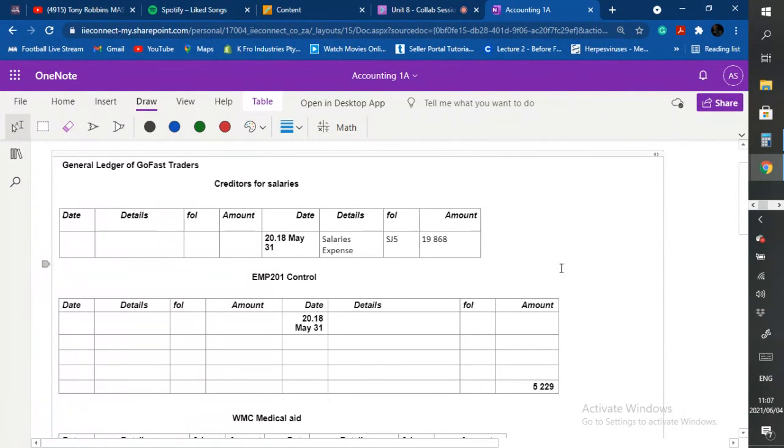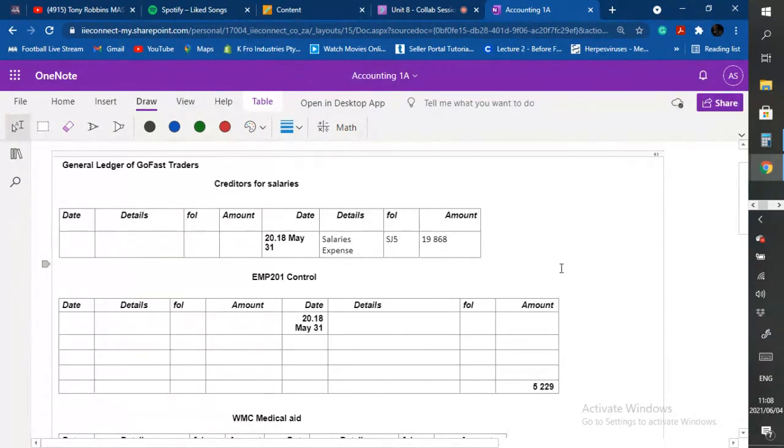And what are we recording in the EMP 201? We're recording the fact that we have paid this individual their salary, and we have removed the following deductions: PAYE, UIF, and SDL. So that's what we want in our EMP 201. We want to ensure that we have recorded the fact that we have paid UIF, PAYE, and then SDL. So guys, as we go through this, you can also look at example 8.4. And if you look at example 8.4, you can see the EMP 201 control account.